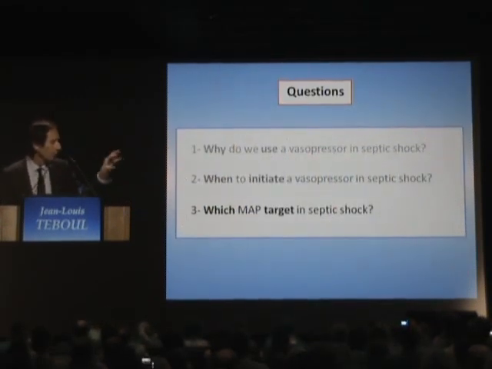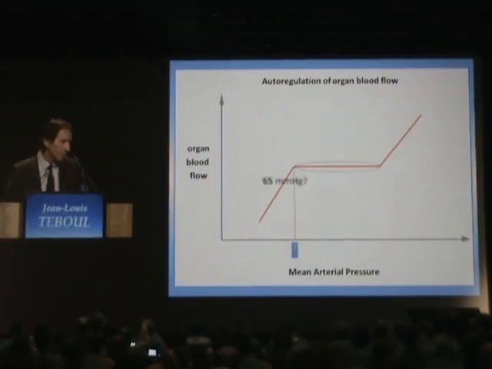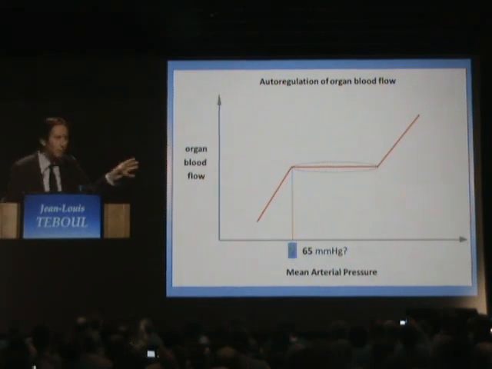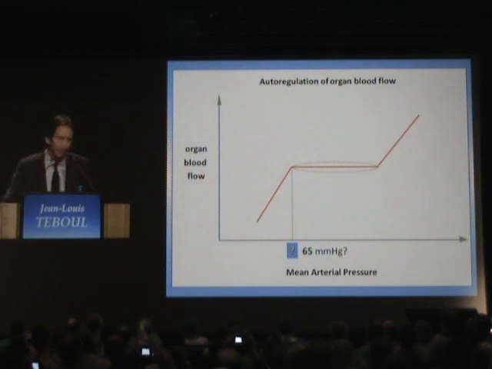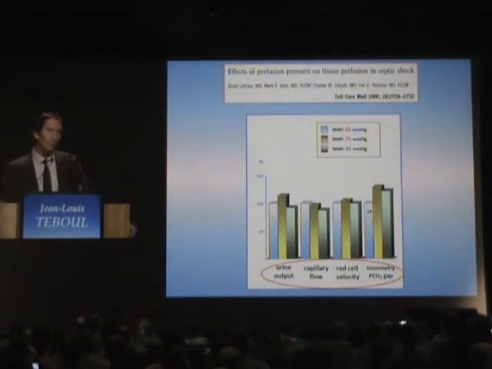So now the question: which mean arterial pressure target in septic shock? Maybe 65 millimeters of mercury is a magic number. We already saw this number in the retrospective study I spoke about. Maybe it is okay. And also this comes from this study by Ledoux and co-workers.